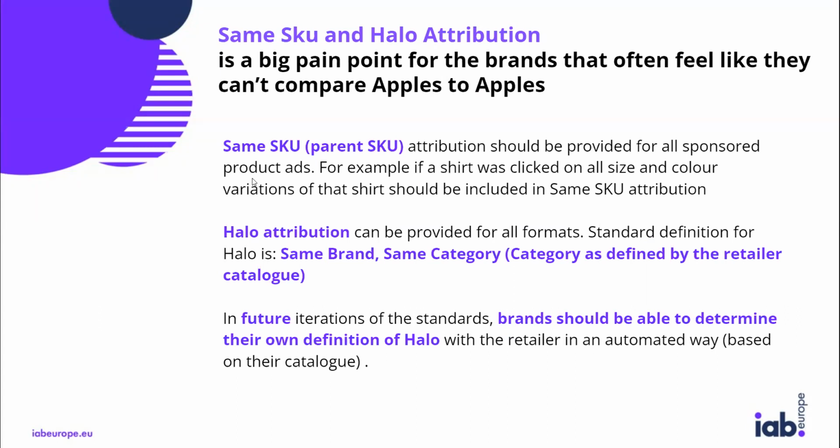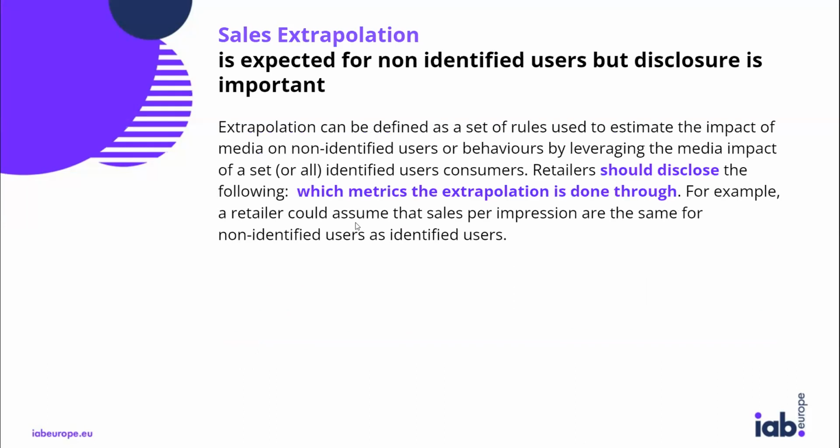Now, moving on to the next set of standards under attribution, there was sales extrapolation. So we basically said that retailers should disclose when they're extrapolating. We know that not every single user is going to be able to be identified. We live in a privacy-first world, and that is a common understanding amongst everyone. But when there is a level of extrapolation, which will happen, it needs to be disclosed by the retailer as an asterisk or a disclaimer saying, hey, those sales are extrapolated for those reasons. And then next slide, please, Mary Claire.